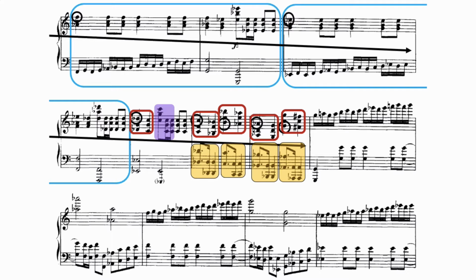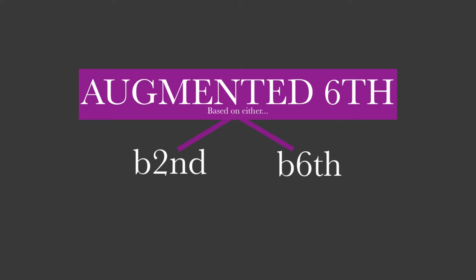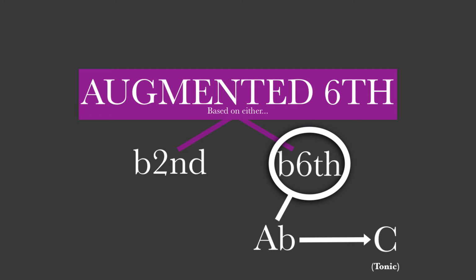With the return of the augmented sixth chord, in this case an Italian sixth on A flat, the central conflict of this section becomes clear. Augmented sixth chords are commonly based on the flat sixth note of a key, and A flat is of course the flattened sixth of C major.